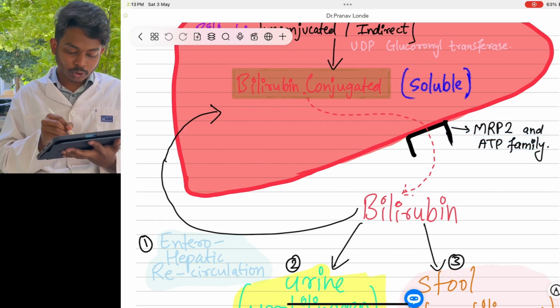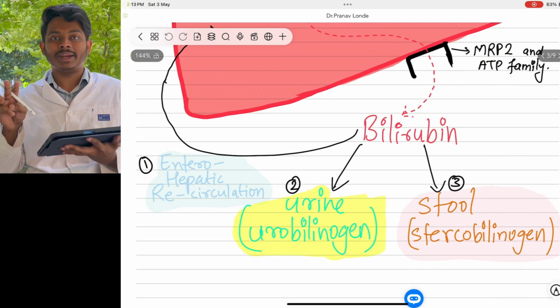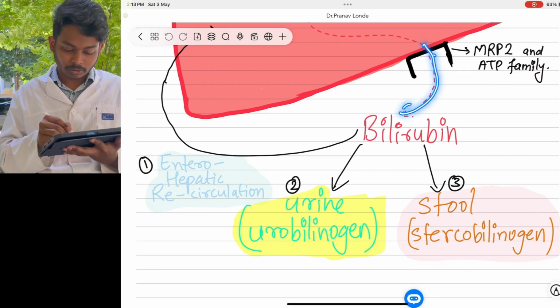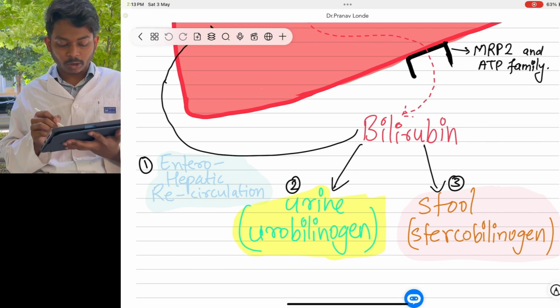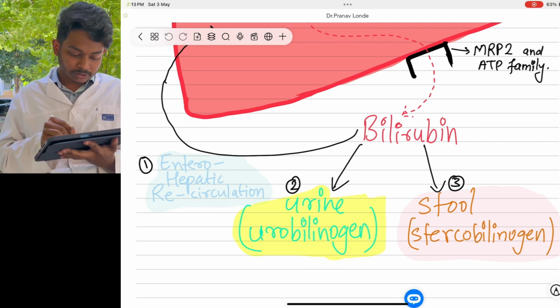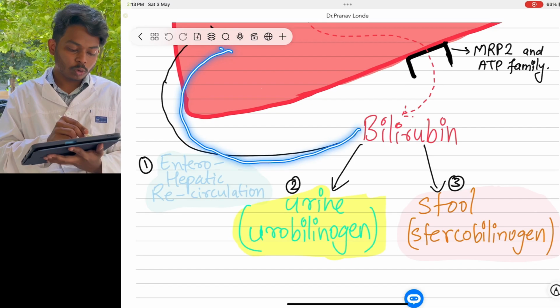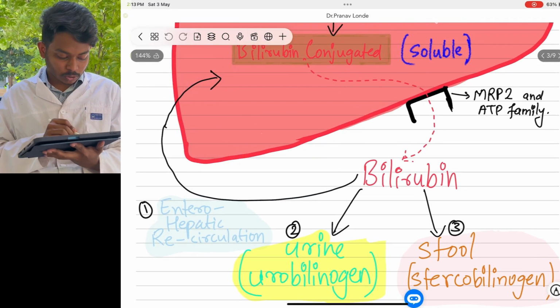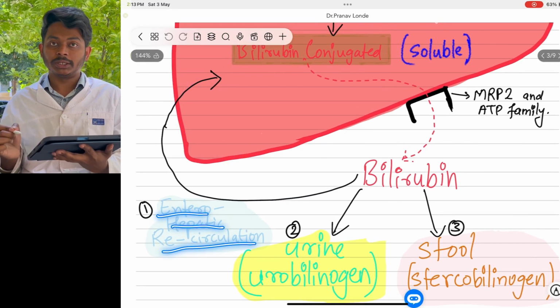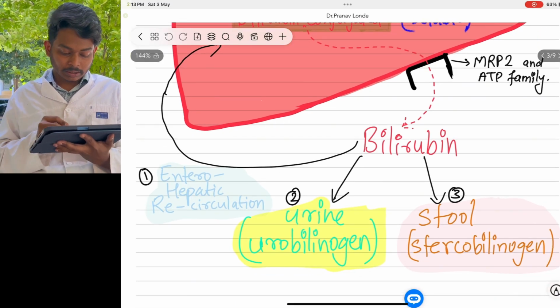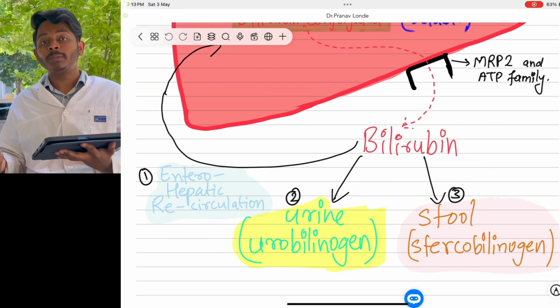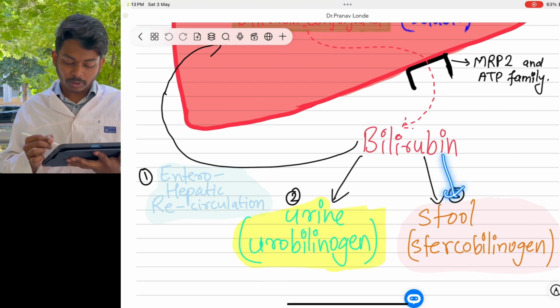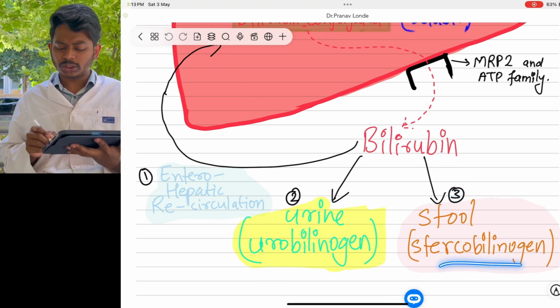So this conjugated bilirubin has three fates. That means when it comes out of the liver, this bilirubin has three functions. First, some part of the bilirubin goes back to the liver, which is called enterohepatic recirculation. Second, some part of the bilirubin goes to the urine, which is called urobilinogen, and some part of bilirubin goes to the stool, which is called stercobilinogen.